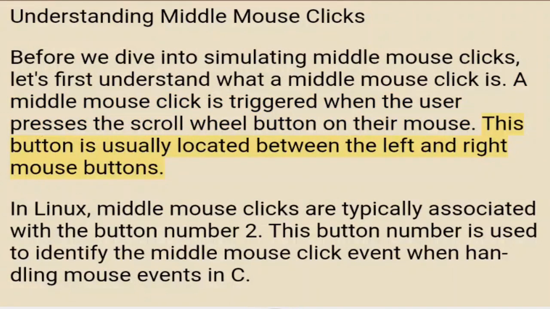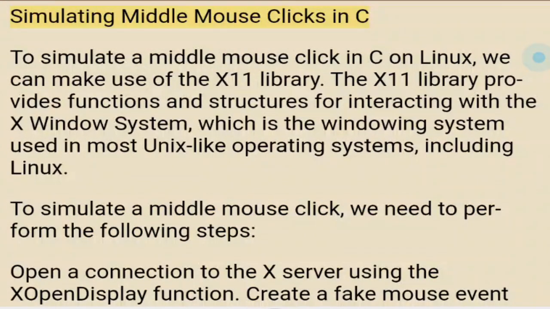This button is usually located between the left and right mouse buttons. In Linux, middle mouse clicks are typically associated with the button number 2. This button number is used to identify the middle mouse click event when handling mouse events in C. Simulating middle mouse clicks in C.